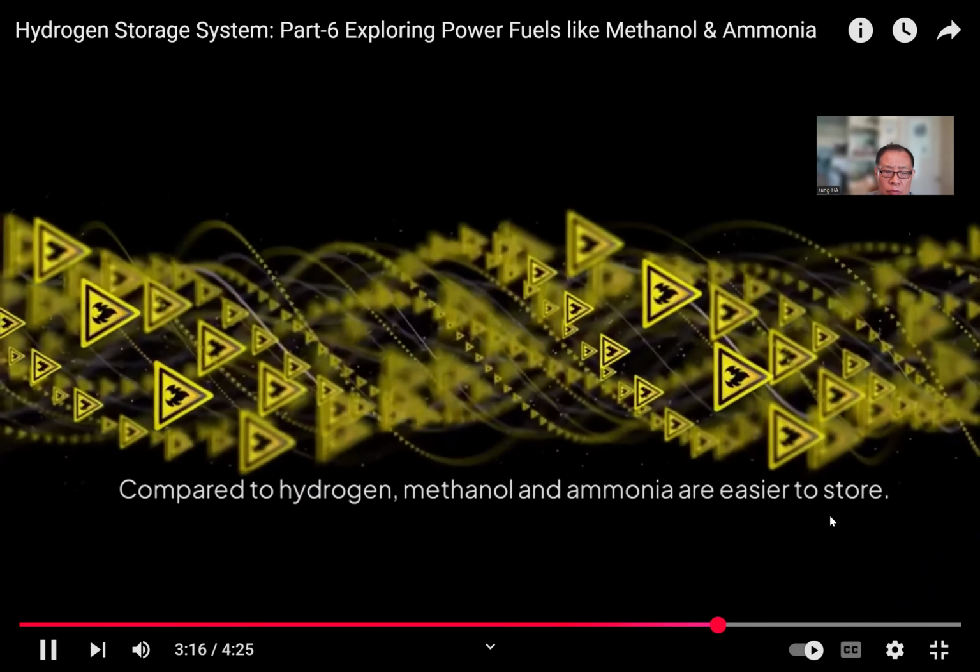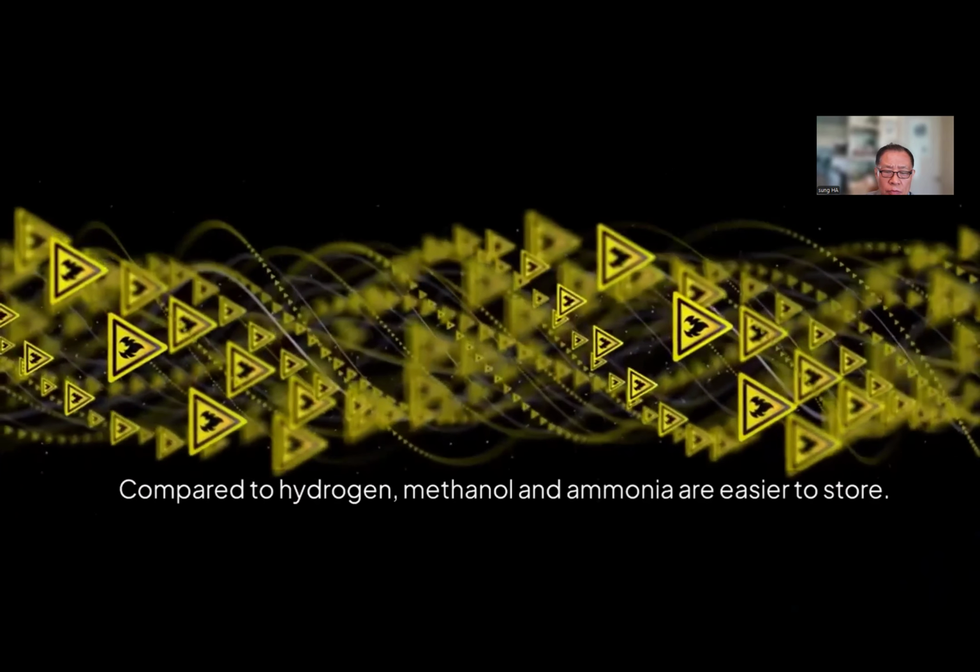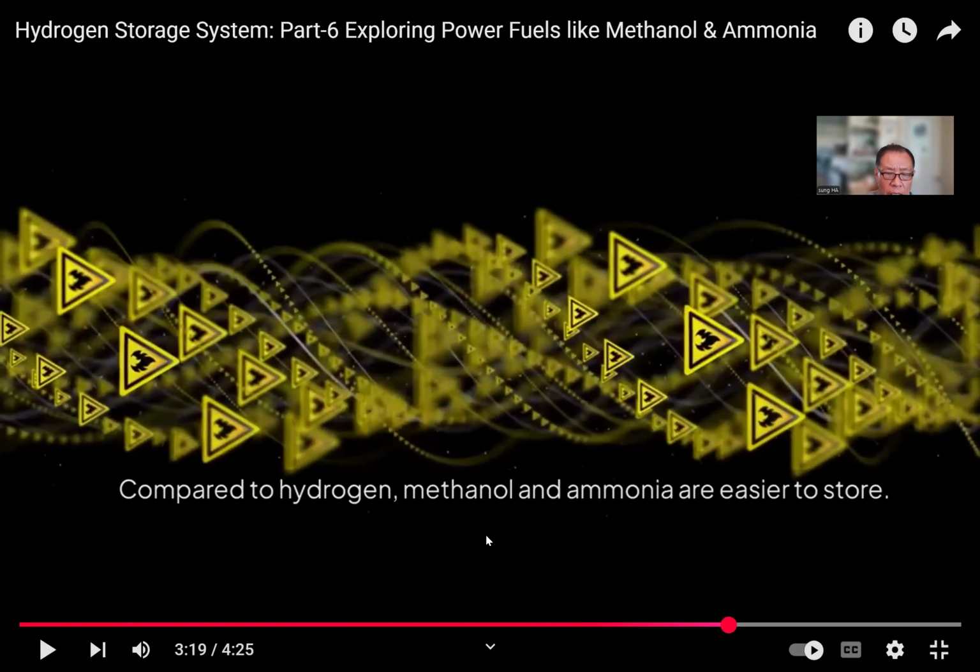Compared to hydrogen, methanol and ammonia are easier to store. As a result, the ammonia hydrogen carrier is much easier to store. Obviously, at room temperature, hydrogen can be stored together with ammonia or methanol. But especially ammonia has been used for large-scale transportation.